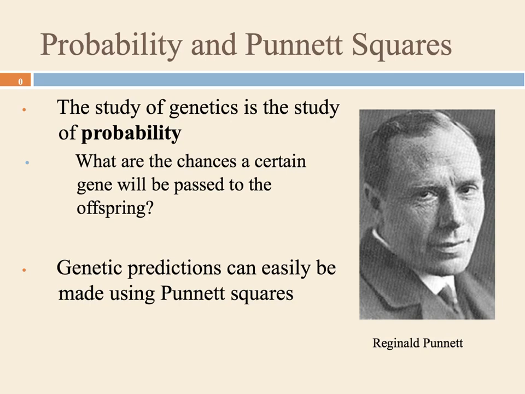So Reginald Punnett came up with the Punnett square as a way to predict the offspring of parents that are crossed with one another. And that was probability, and everybody should know that probability is the likelihood of an outcome happening. For example, if I was to flip a coin, I would have a 50-50 chance of it being heads or tails. So 1 in 2 outcomes. So for probability, again, the likelihood of something happening.